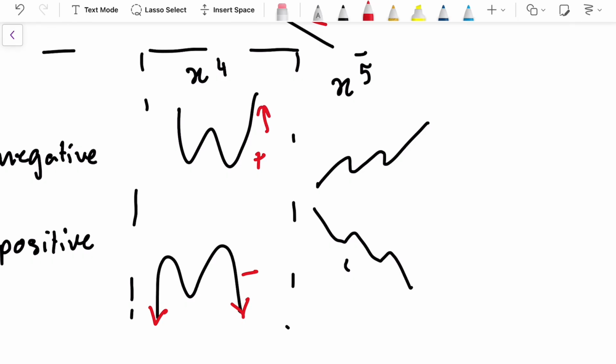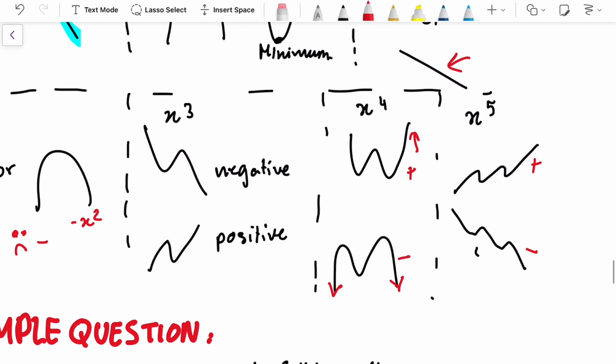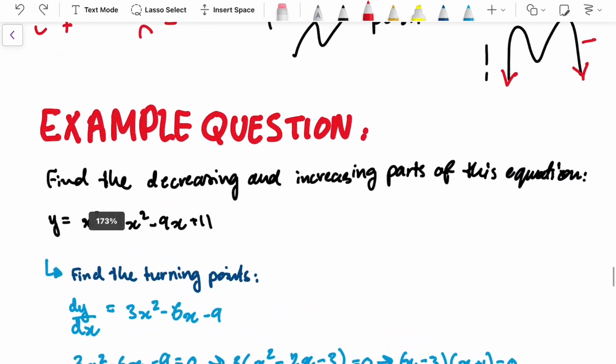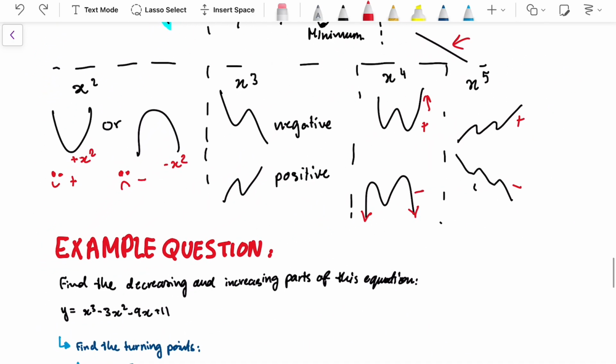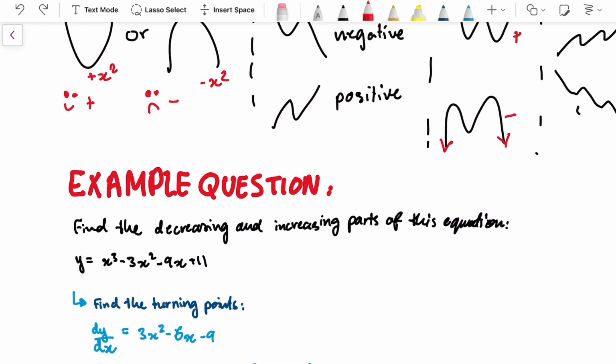And this is x to the power of 5. This is obviously a positive one. This is a negative one. This is basically like a double cubic, kind of. Because if you look at cubic, it's like this. And then if you add another hump like this, it becomes x to the power of 5. Cool. So now let's do an example question on increasing and decreasing functions.